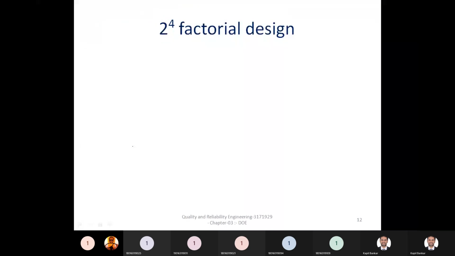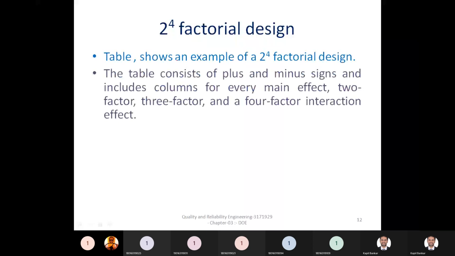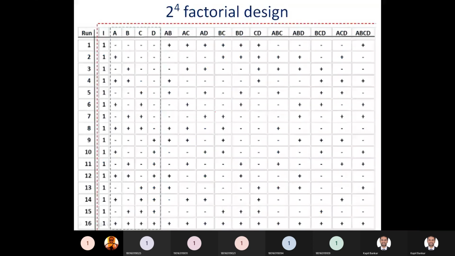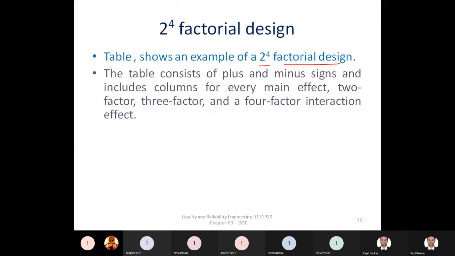Now this table shows an example of a 2 raised to 4 factorial design. Which table? This one. This table consists of plus and minus signs and includes columns for every main effect, 2-factor, 3-factor, and 4-factor interaction effect. As I told you, there are some two-way interaction effects, three-way interaction effects, and one four-way or 4-factor interaction effect in this 2 raised to 4 factorial design.